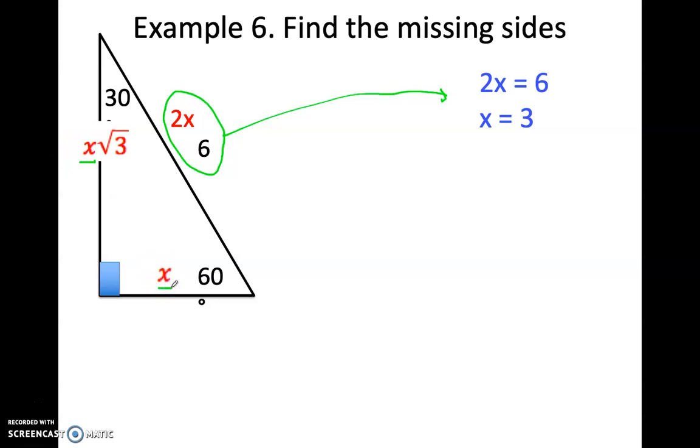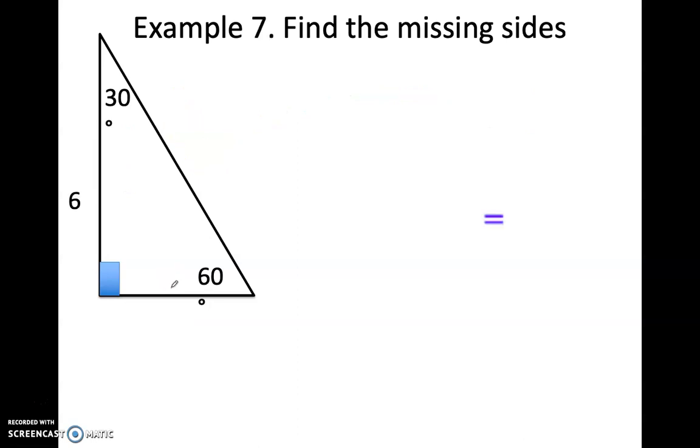I'm going to write them down in a second. The 60-degree leg becomes 3. 30-degree leg, 3 square roots of 3. Finished, exact answers, no decimals. And I have one more example. Toughest one yet. This time I'm giving you the 30-degree leg is 6.